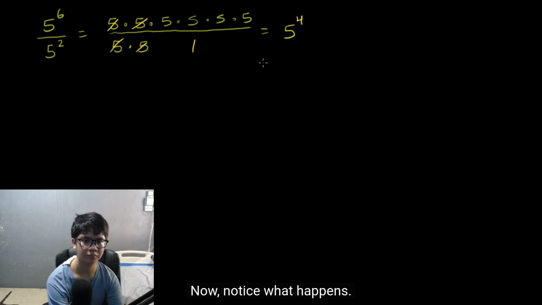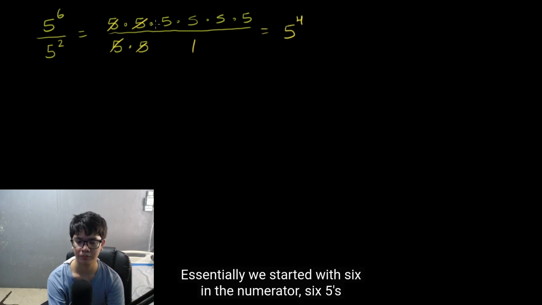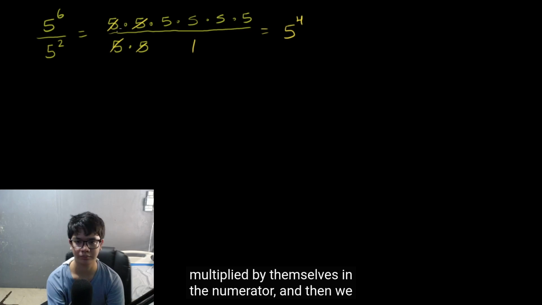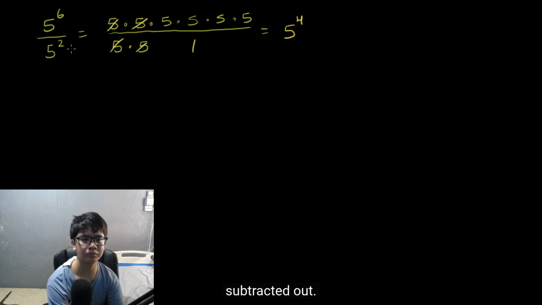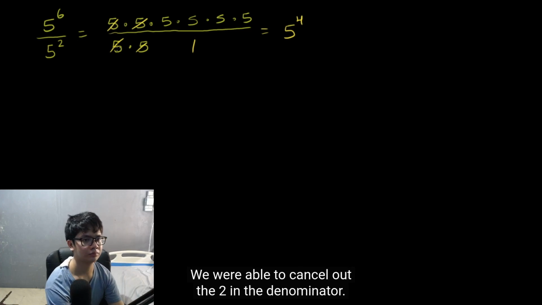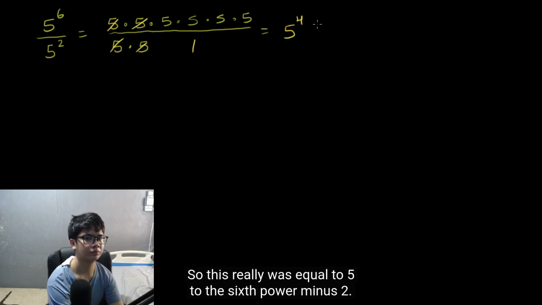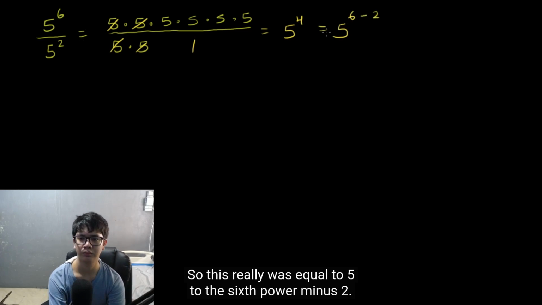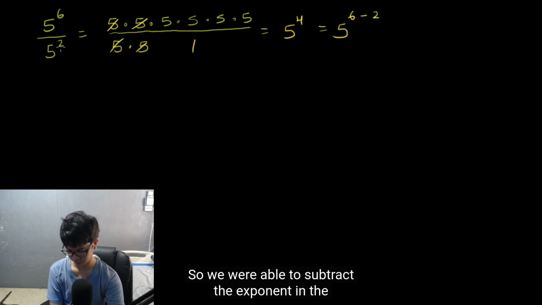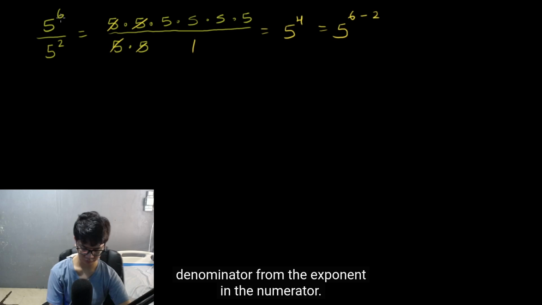Now notice what happens. Essentially, we started with 6 5s multiplied by themselves in the numerator, and then we subtracted out. We were able to cancel out the 2 in the denominator. So this really was equal to 5 to the 6th power minus 2. So we were able to subtract the exponent in the denominator from the exponent in the numerator.